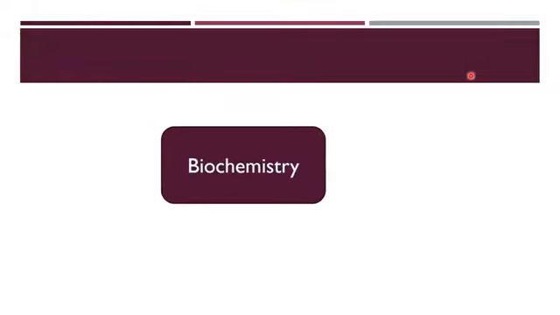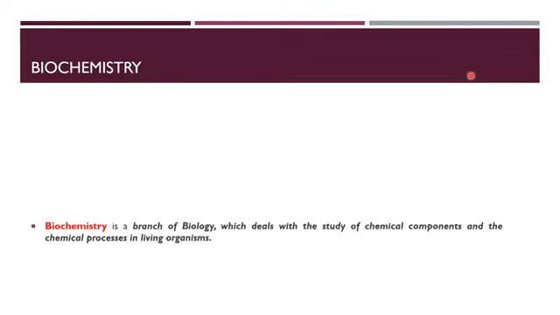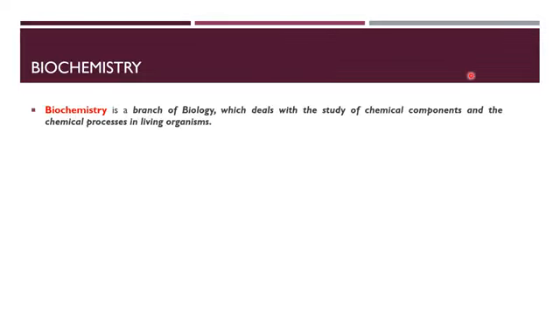First of all, we'll discuss biochemistry. What is biochemistry? Biochemistry is a branch of biology which deals with the study of chemical components and chemical processes in living organisms. So biochemistry is a branch of biology in which we discuss the chemical components, that is, the chemical composition of the body of living things, and besides this chemical composition, we also discuss all the metabolic reactions taking place in living cells.